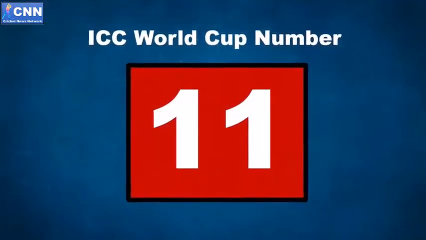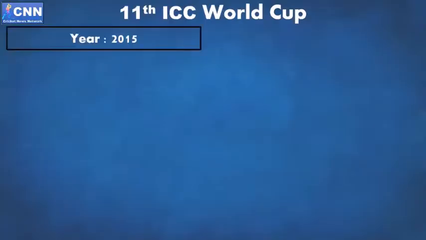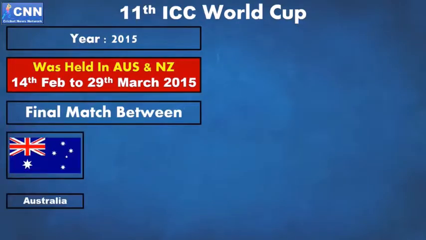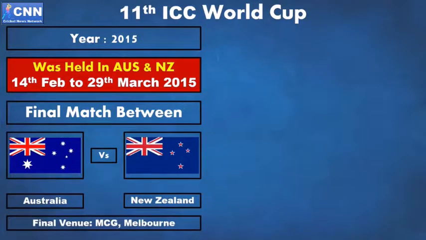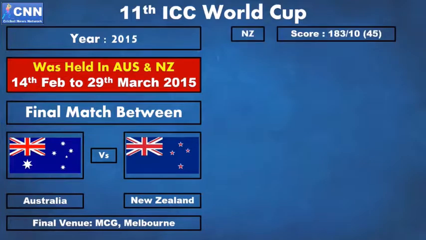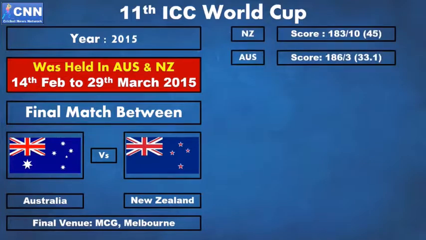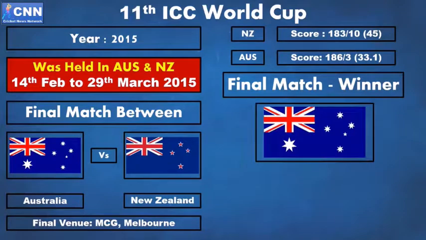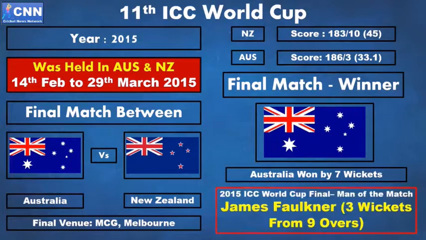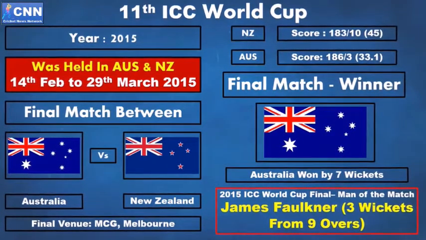ICC World Cup number 11. The 2015 ICC Cricket World Cup was a one-day international cricket tournament to decide the 11th Cricket World Cup. It was jointly hosted by Australia and New Zealand from 14 February to March 29, 2015, and was won by Australia.